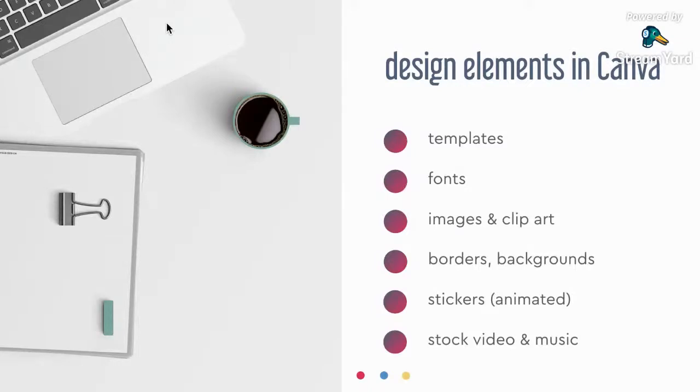So in addition to the templates, lots of different fonts, which are kind of cool and funky fonts. There are images and clip art, the borders and backgrounds. They even have animated stickers, which are so cool. Basically, it's like clip art that moves in some way. And so once you add that to your design, it moves around and you download your design as a video or as a GIF, which you can then send to people, and it will keep that animated effect in there. And like I mentioned, they have the stock video and music in there too.